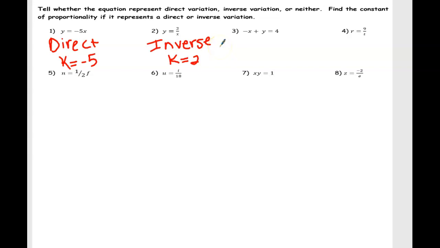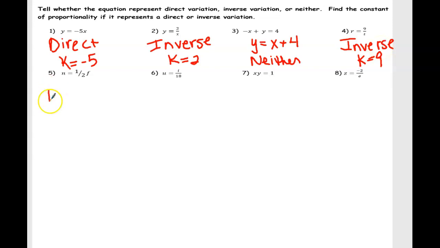With number 3, I need to put it into slope-intercept form, so y is going to be equal to x plus 4. But I notice it's not a direct variation because we don't have a y-intercept of 0, so it doesn't go through the origin. This one is neither. Number 4 is an example of an inverse variation, and in this case my k is equal to 9. Number 5 is actually a direct variation, and my k is equal to 1/2.